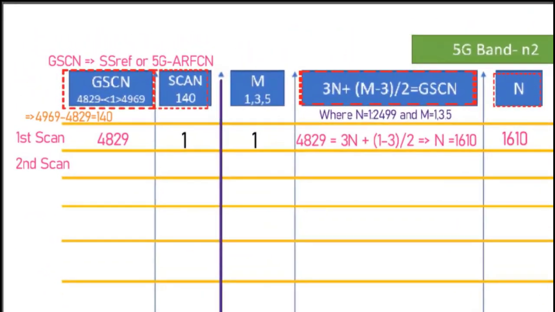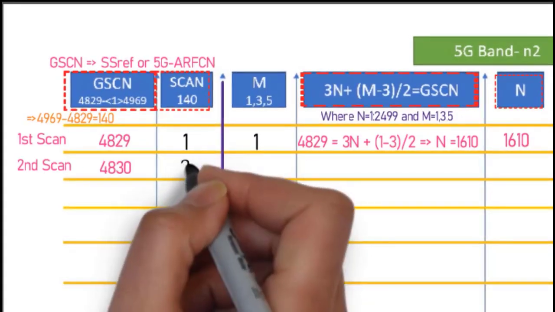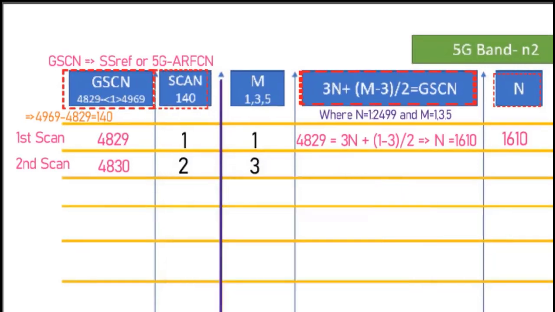In second scan, that is 4830, because it will increase by step 1, right? In first scan it was 4829, now it is 4830. Second scan m value is 135, 1 is done. Second scan m value is 3. So here we will calculate the n value.